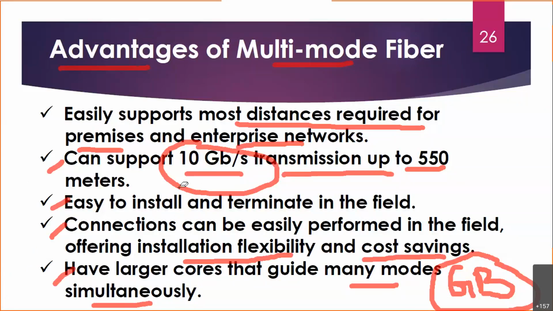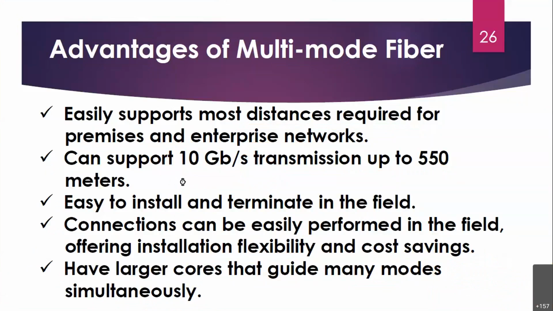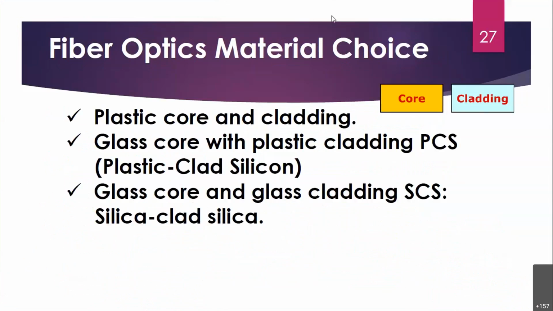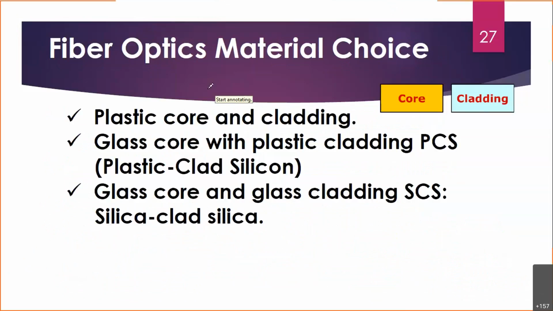Disadvantages you already know. Now coming to the third category, in which we can define the optical fiber based on the materials, that is, which kind of material one can use for preparing the optical fibers. So here it is: plastic core and cladding. That means both the core and cladding materials have to be plastic only. Second case, glass core.